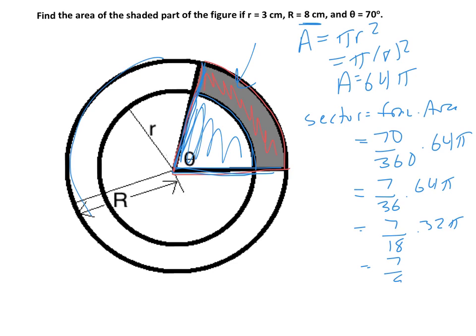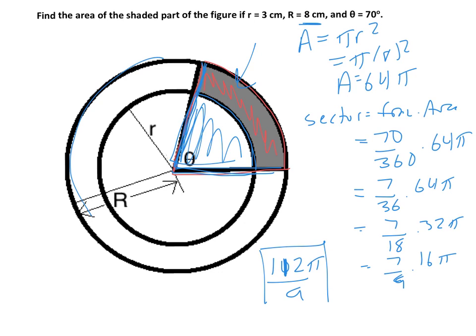7 over 9 times 16 pi. I think that's as simple as I'm going to get it. So 7 times 16 is, actually, 112 pi over 9. So that is the area of this big wedge here. So I'll tuck that away for the moment.